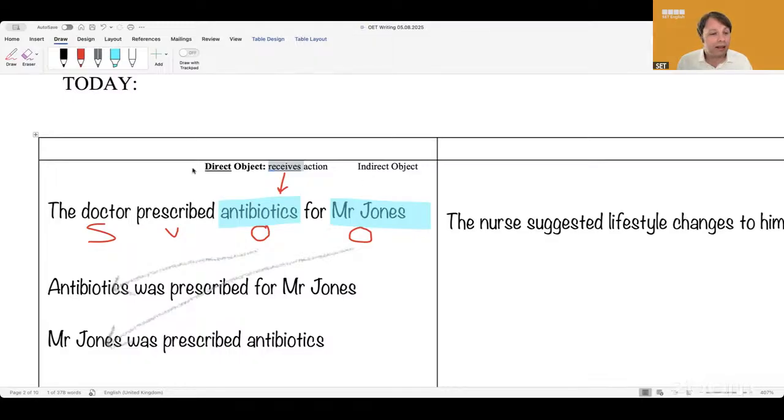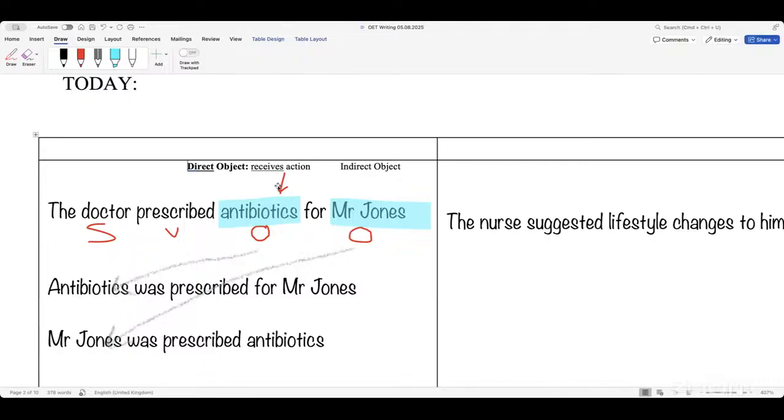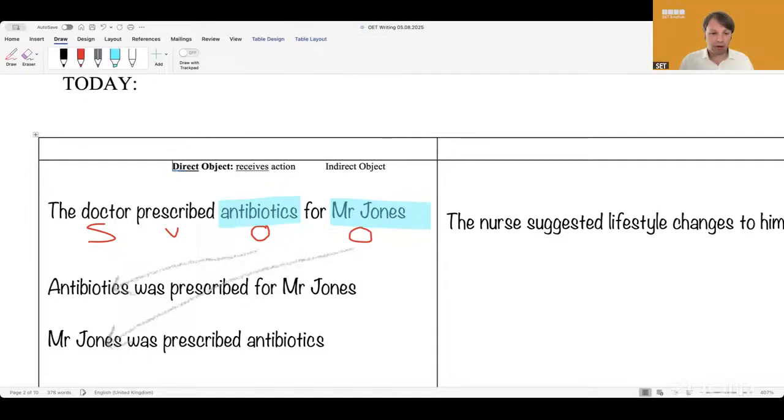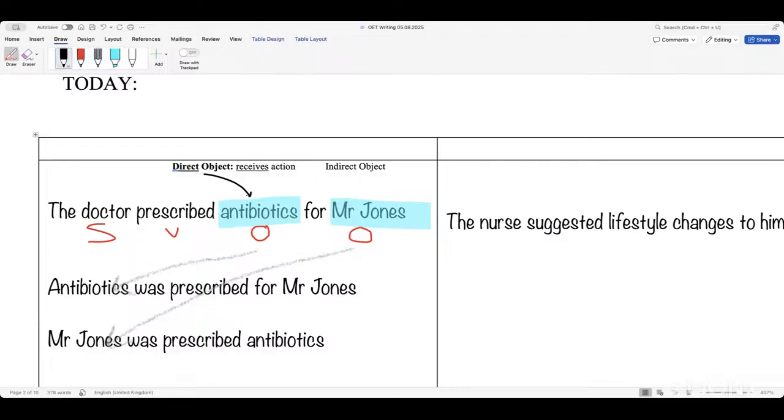Fumi, could you explain to us what an indirect object is? Hello, Fumi. What is an indirect object? Antibiotics. That is the direct object. So the doctor. You're not sure. It's okay, Fumi.